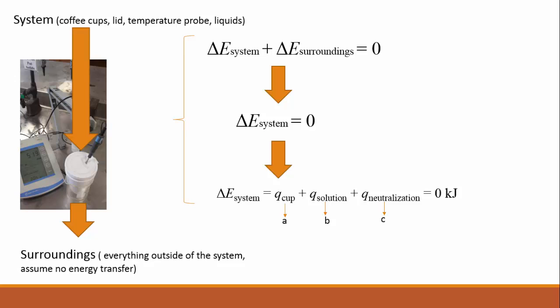Okay, and so we look down here at this equation. We have that delta E of the system is going to be equal to the heat that's transferred to the cup plus the heat that's transferred to the solution plus the heat of neutralization. The heat of neutralization, that's going to be an exothermic reaction, so that'll be a negative number. So when we sum these three terms together, we should get 0 kilojoules.